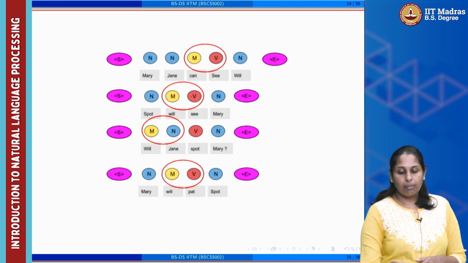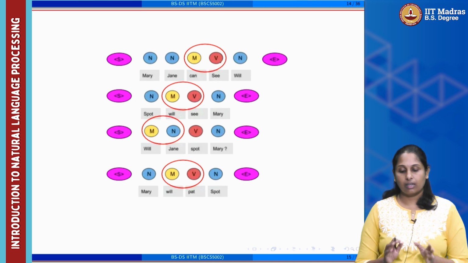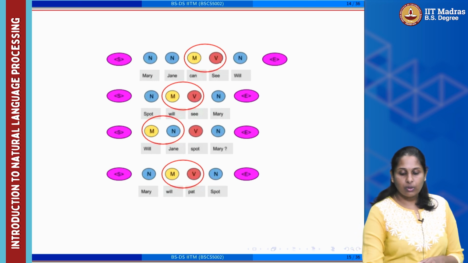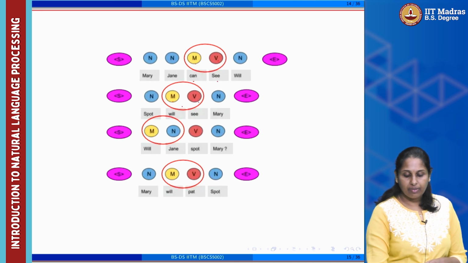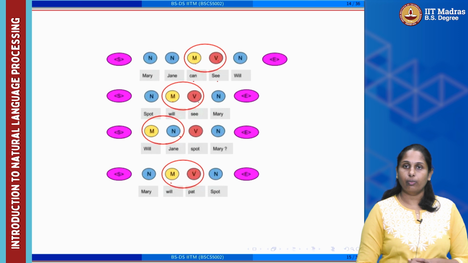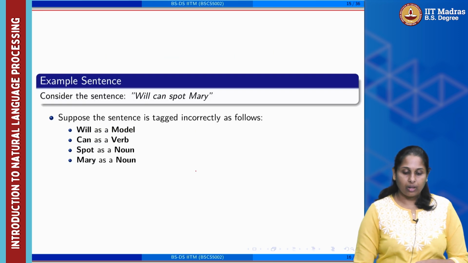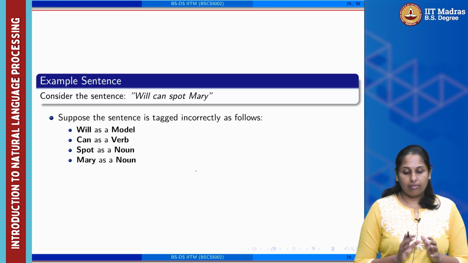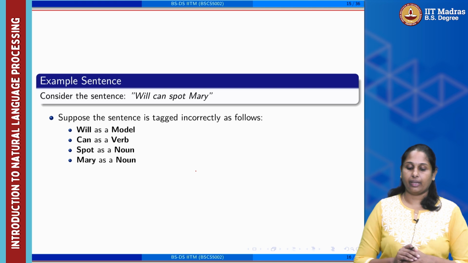Now you see the modal followed by verb is always seen in the text, right? So in this case, modal followed by a verb, the modal is can and the verb is see, right? Similarly, modal followed by a noun in another place, and modal followed by a verb in another place. Now, let's consider a sentence like Bill can spot Mary, right?